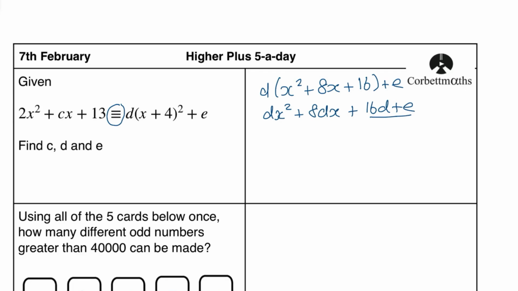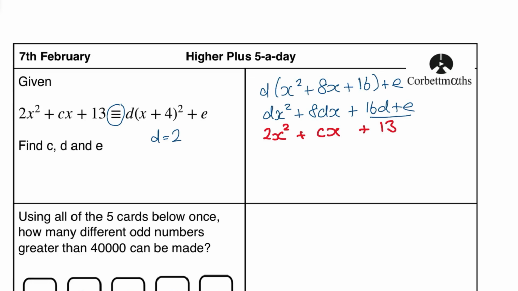Then I can directly compare it. I'll write it in a different colour underneath. I can directly compare that to 2x squared plus cx plus 13. And by comparing those coefficients of each x squared, x and the x to 0, I can see it must be the case, I'm going to write it over here so it's got a bit of space, it must be the case that d is equal to 2. That's the easy starting point.